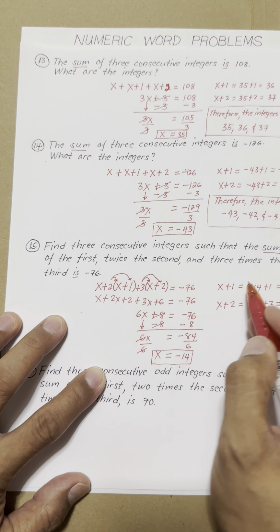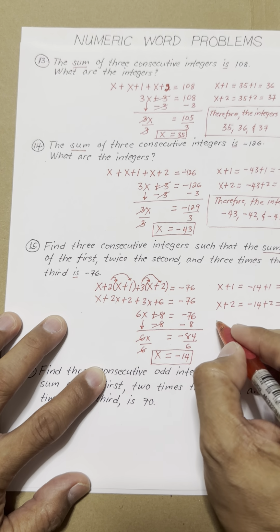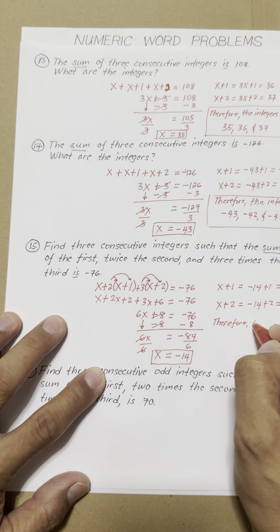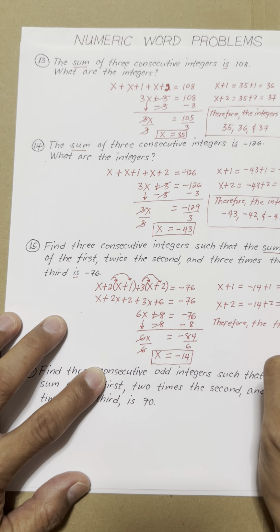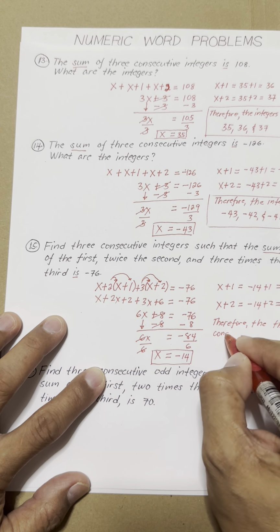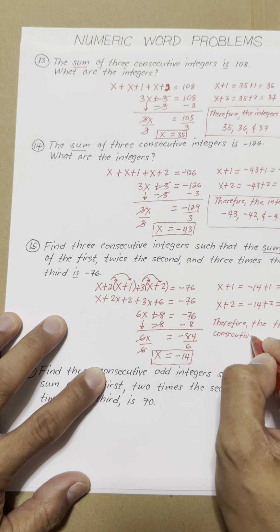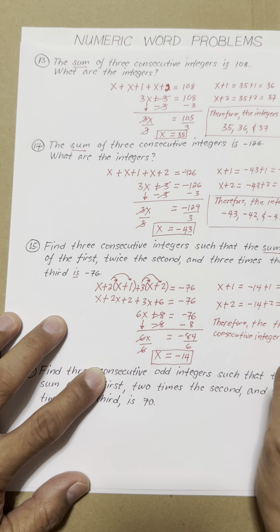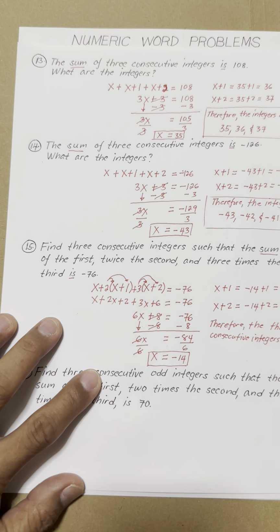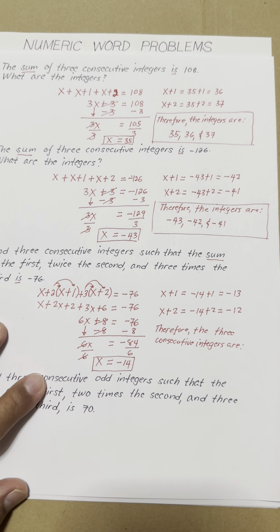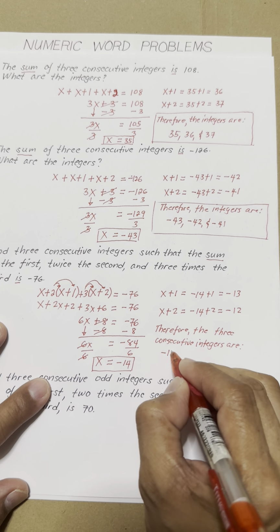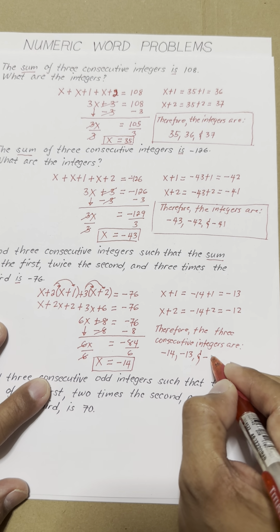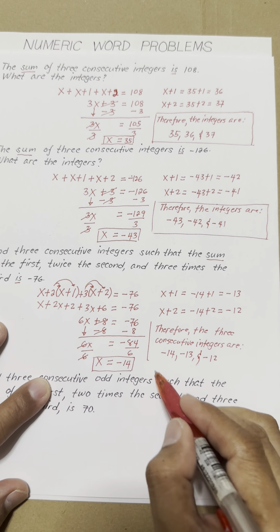So, to find the three consecutive integers, therefore, the three consecutive integers are minus 14, minus 13, and minus 12. So this is our final answer.